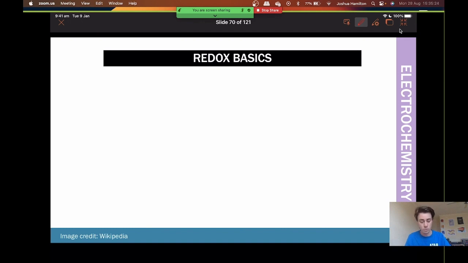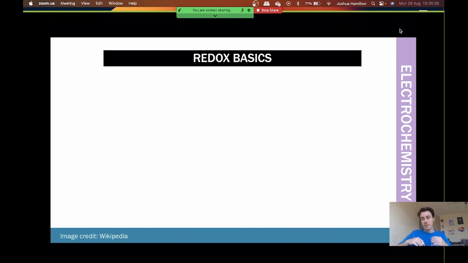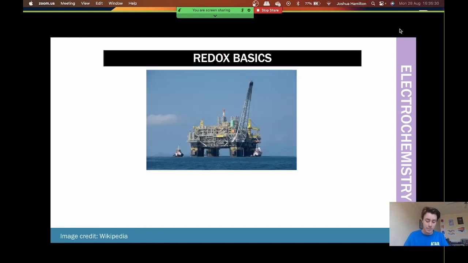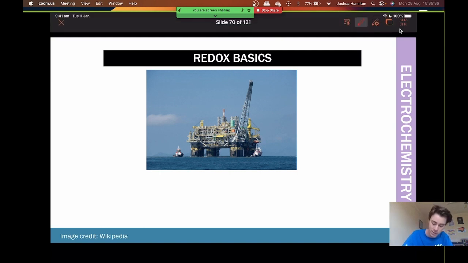So we're up to redox. So the fun side of things, we all love redox. No, we don't. Redox is a pain, and I think what's really important about redox is you understand the basics. You need to make sure you have a really sound base to go off. If you don't have a sound base to go off, you're really going to struggle in redox. So let's go through that sound base.